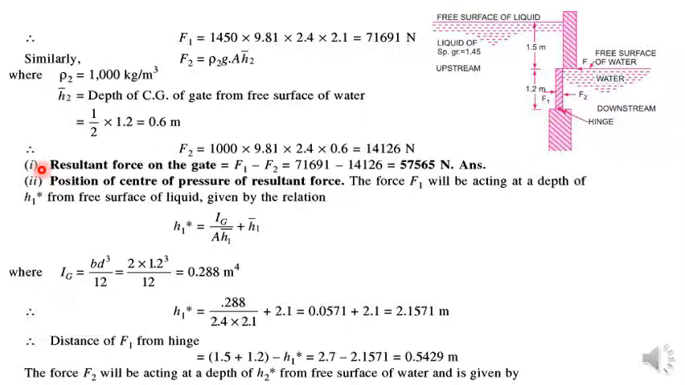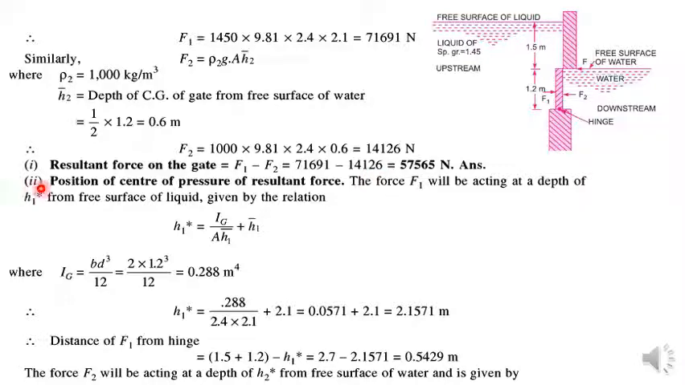Our first required result was to determine the resultant force on the gate. The resultant force will be the net force that has been exerted on the sluice gate from the right and left side, from the upstream and downstream side. So you are just subtracting the forces exerted from both sides on the gate. It will be 71,691 minus 14,126. This comes out to be 57,565 newtons, the net hydrostatic force exerted on this sluice gate due to the pressure of the upstream side fluid and the downstream side fluid.